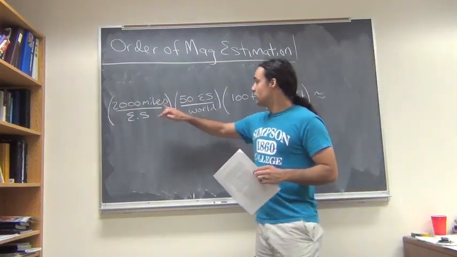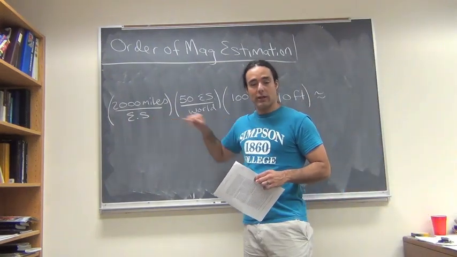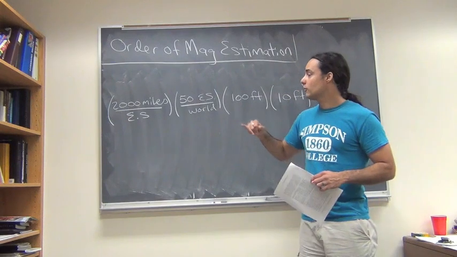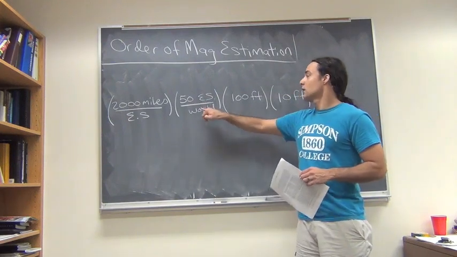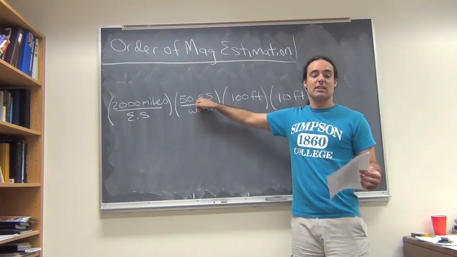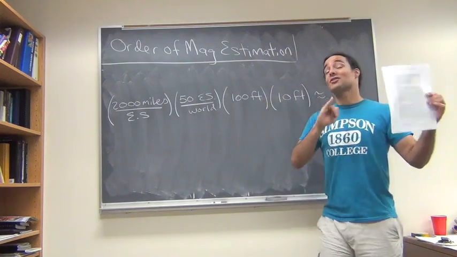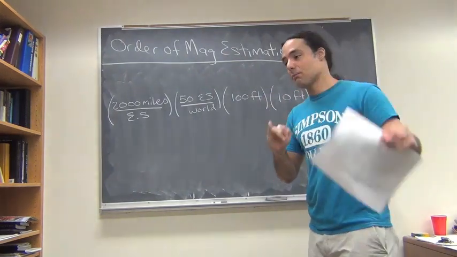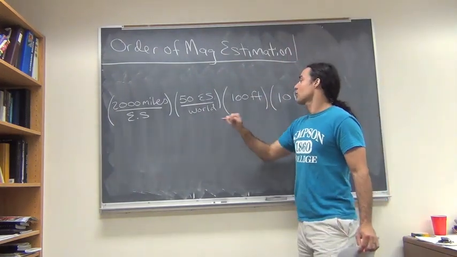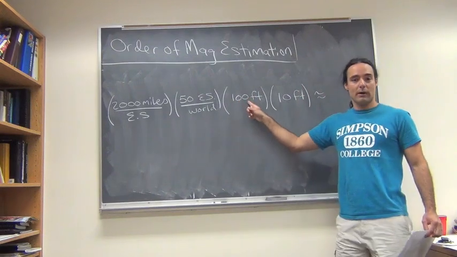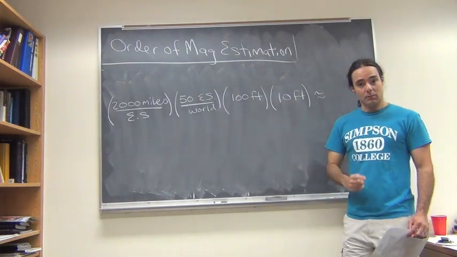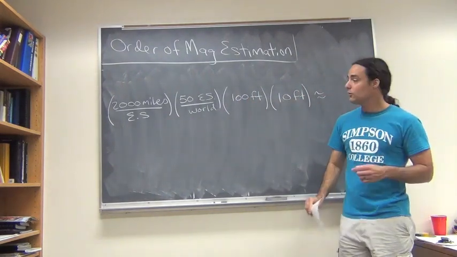We said we had 2,000 miles across the eastern seaboard, so 2,000 miles per eastern seaboard. We said there's about 50 eastern seaboards worth of beach across the world. We said the beaches were about 100 feet wide and 10 feet deep. Let's see if that gives us the right units.